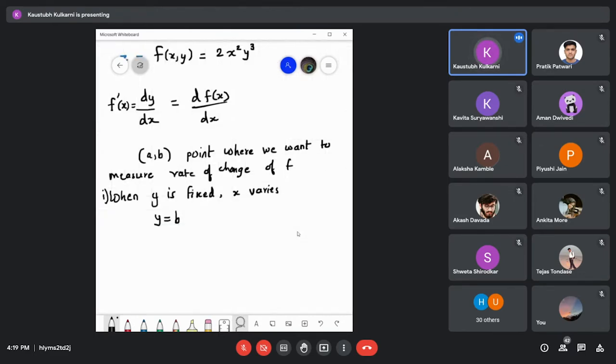So when y is fixed, y is equal to b. Effectively f(x, y) becomes a function only of x. Let's call that function g. So g(x) is equal to 2x square b cube, because y is equal to b. So this now becomes a function in only one variable, that is x.